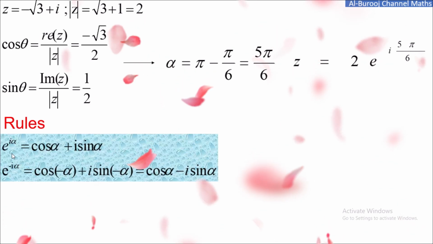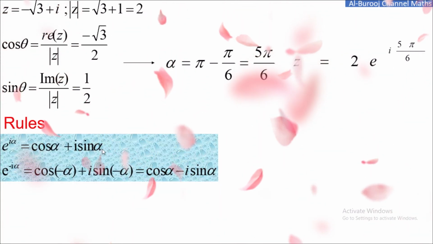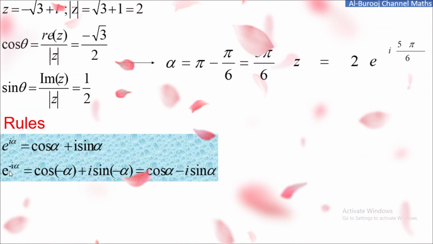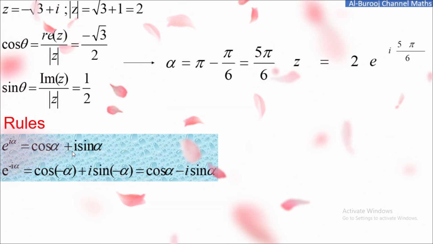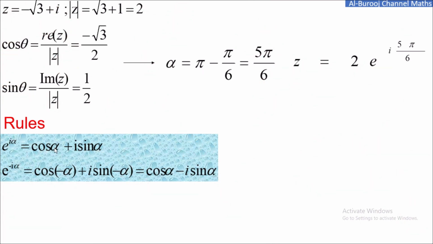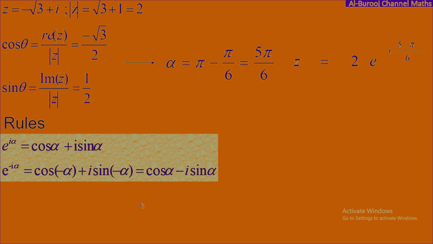Rules. e^(i alpha) is cosine alpha plus i sine alpha. For e^(minus i alpha), we have to substitute alpha by minus alpha. So cosine of minus alpha plus i sine of minus alpha. Cosine of minus alpha is cosine alpha, but sine of minus alpha is minus sine alpha. So cosine alpha minus i sine alpha. If we add e^(i alpha) and e^(minus i alpha), the i sine alpha and minus i sine alpha cancel. So cosine alpha plus cosine alpha equals 2 cosine alpha.